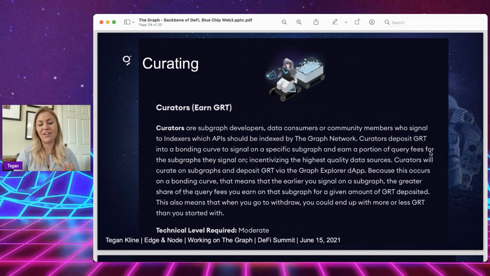So the curators, I call them open data alpha finders, because they're the ones that have the skill sets of the traders and the investors in this ecosystem, looking for cool and new subgraphs that are coming up. For example, if I know Uniswap's launching V4, I'm going to mint signal on a bonding curve as soon as that subgraph launches on the Graph network, so that I can earn for doing that. And right now in the Graph network, curators earn about 10% of the GRT.